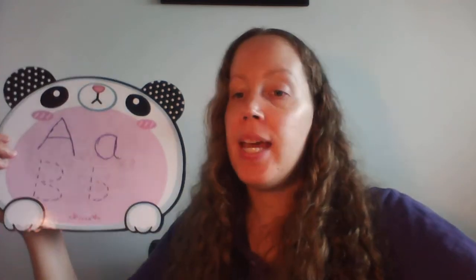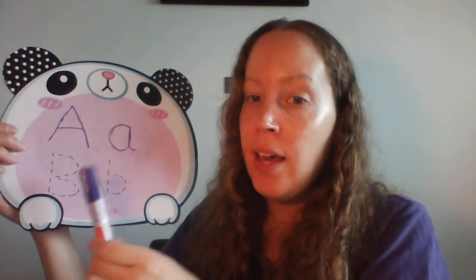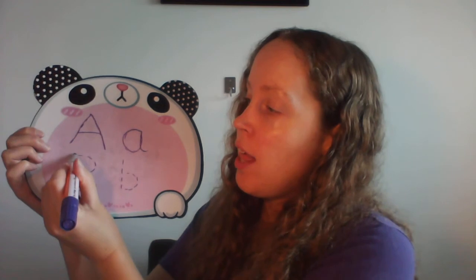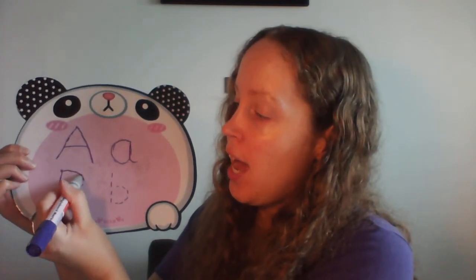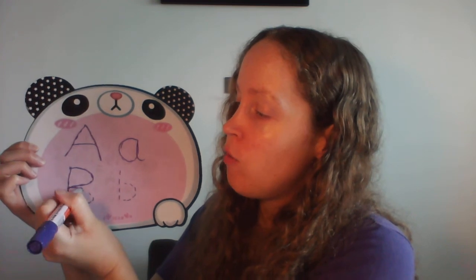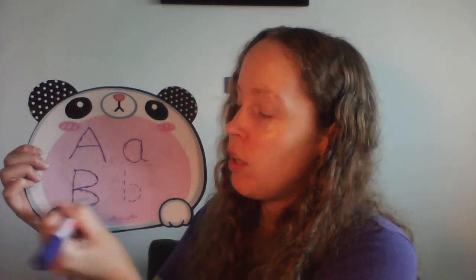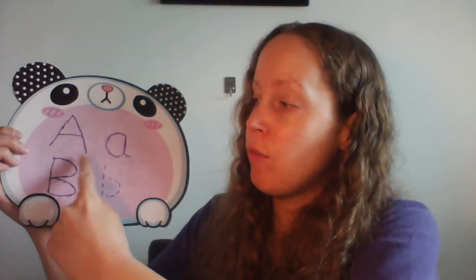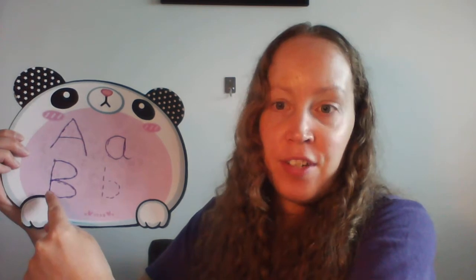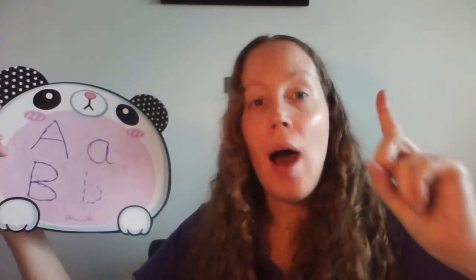So I'm going to show you again on my whiteboard. The big letter B goes down, round, round. Okay, so can you practice with your fingers? Big letter B goes down, round, round. Very good. And one more.